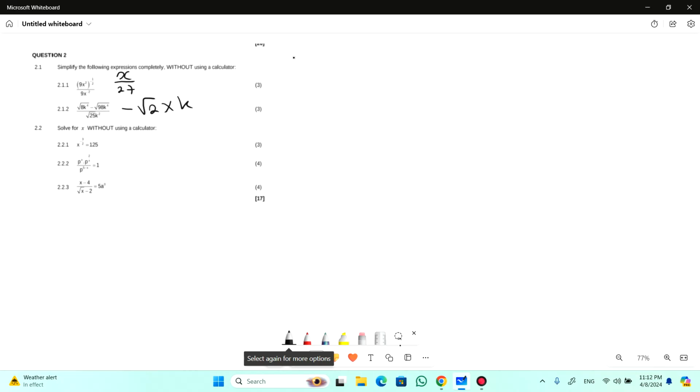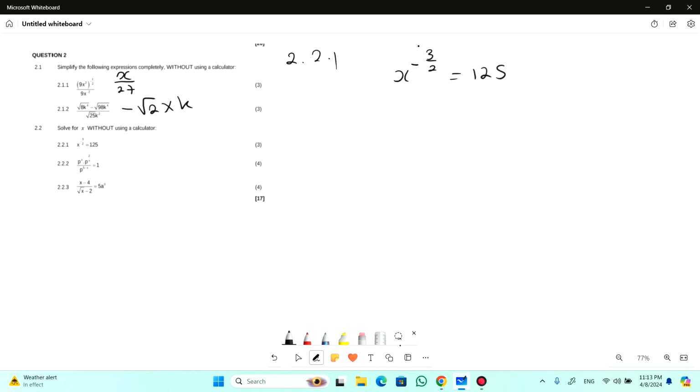Okay, let's move on to 2.2. 2.2.1. So here, solve for x without using a calculator. Okay, so without the use of a calculator, this should be nice. Here we have x to the negative 3 over 2, right? Yes, and then which is equal to 125.